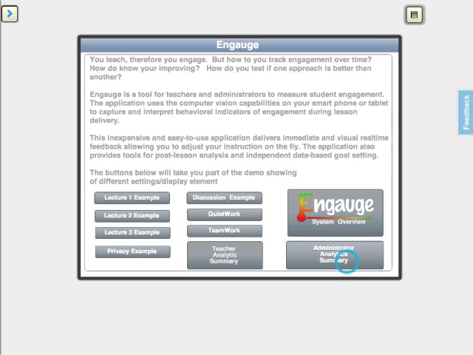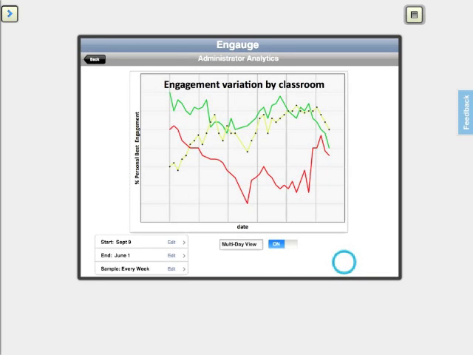Or if I'm the administrator, I might actually want to look at this now across classrooms and see how they're doing. In this case, we're not presenting in any sort of absolute metric. This is a percent of my personal best or my personal norm. So as the green, I would be doing fine, although it dropped off a little bit here towards the end of the year. The yellow here is actually improving.